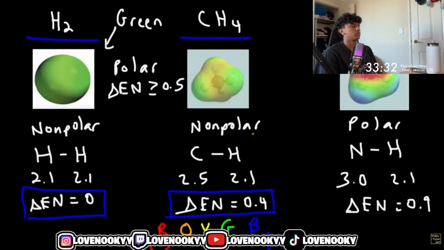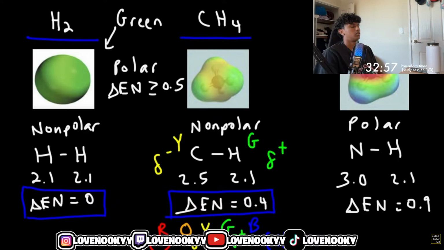So hydrogen is green, and the carbon is more on the yellow-orange side. Let's put yellow for carbon. So green is more positive, and yellow is more negative. As we can see, green is more on the positive side, yellow is closer to the negative side. And that's what we see here.